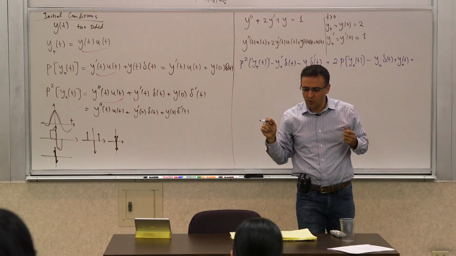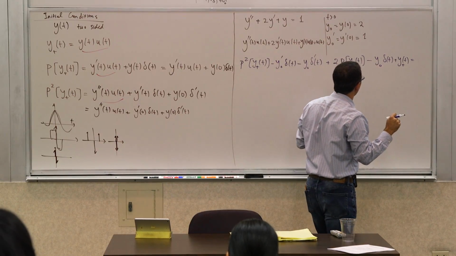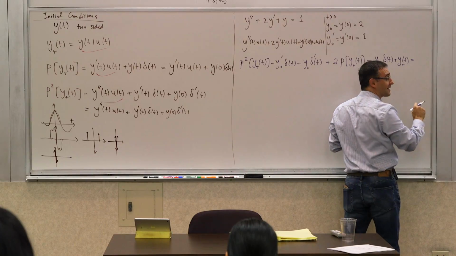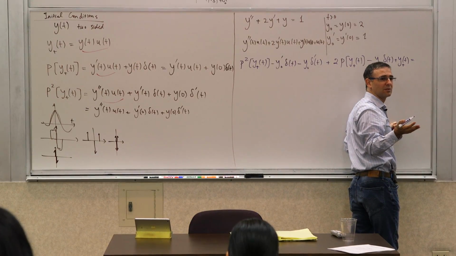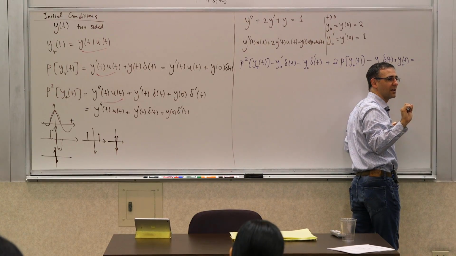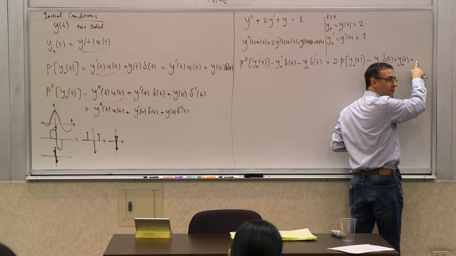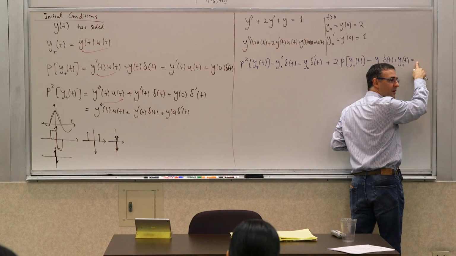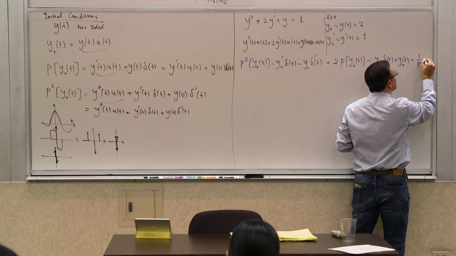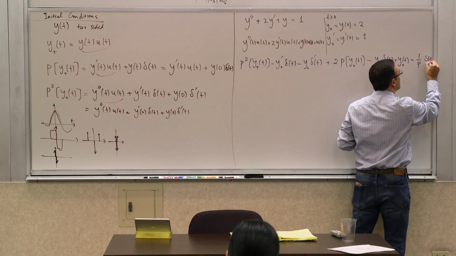There's one more thing I'm going to do. I'm going to write the right-hand side also as a function of delta, because we are expressing everything in terms of the delta. So if I wanted to write u of t in terms of a delta, what would I write? 1 over p delta. Yes. Thank you.